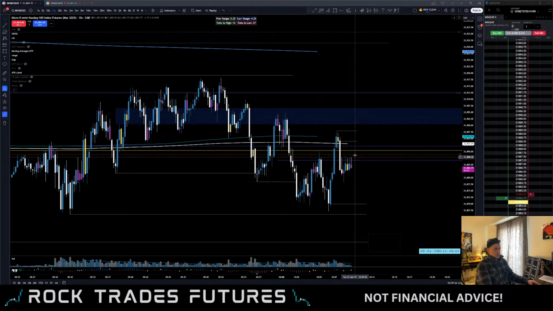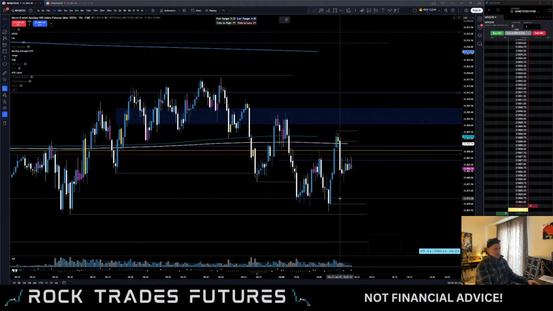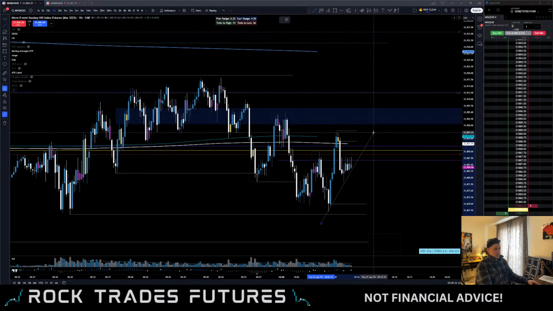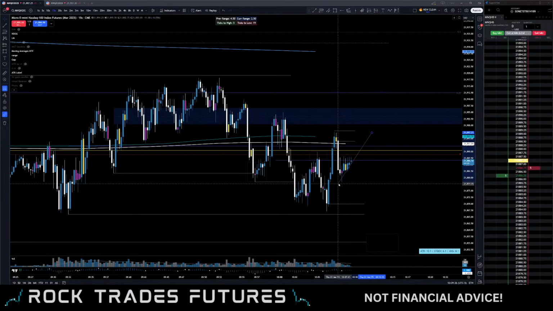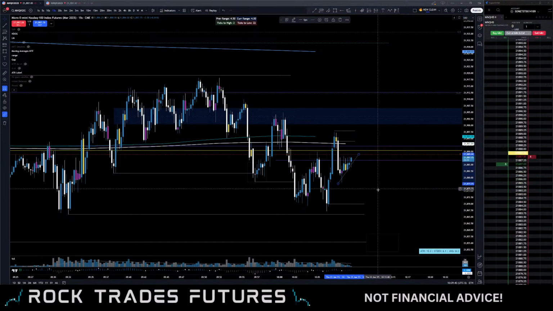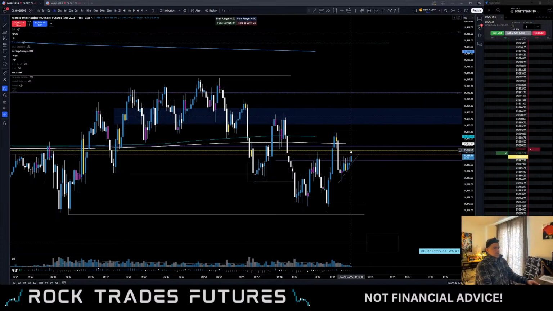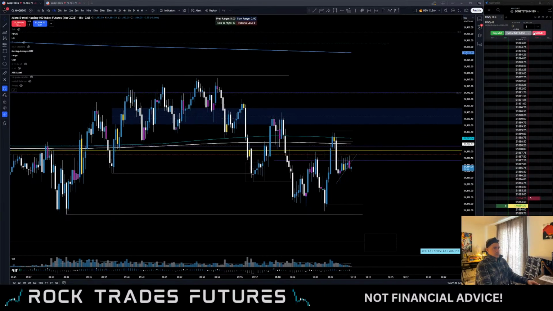If it pushes back up, here we have a bear flag. Really, my eye sees it like this. Just a little bear flag within the sleeve. So push up here. Short from here is still interesting. That's a short trigger right there.